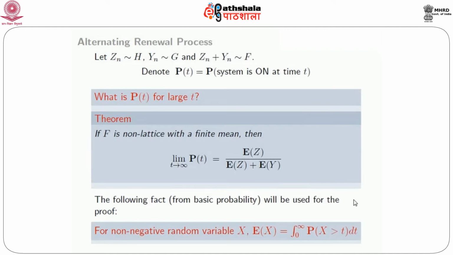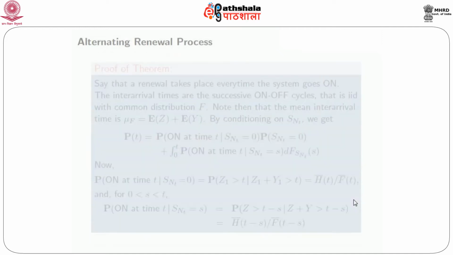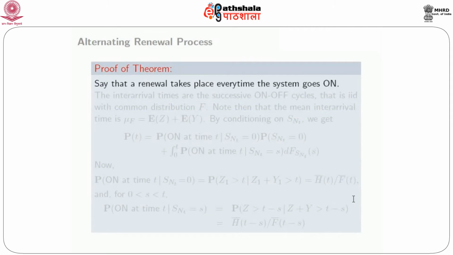So here's a proof of the theorem. What theorem? Namely, the limit as t goes to infinity of p(t) is the expectation of Z divided by the expectation of Z plus the expectation of Y. Say that a renewal takes place every time the system goes on. So that means here the time between successive renewals is the length of one full on-off cycle.